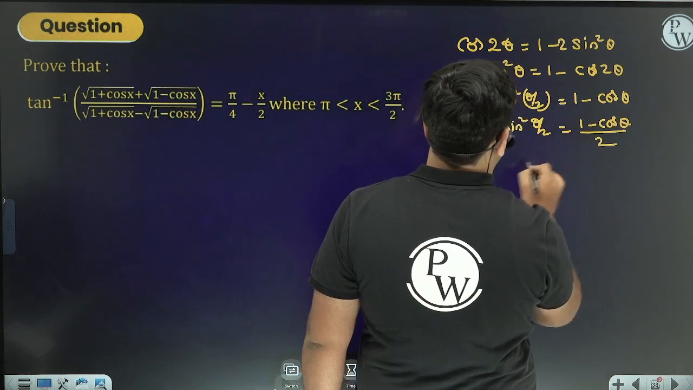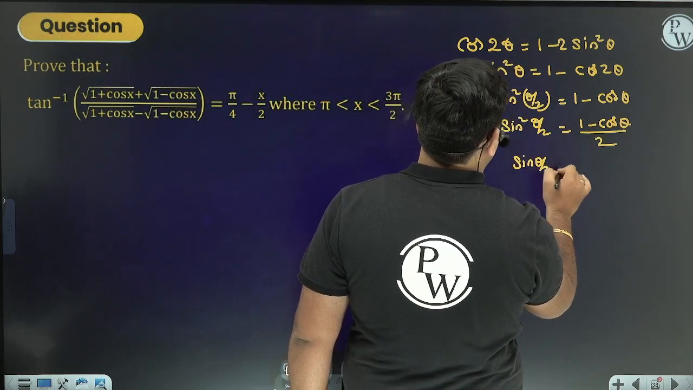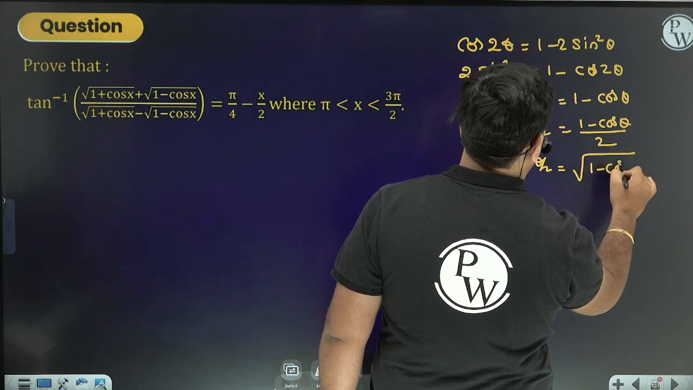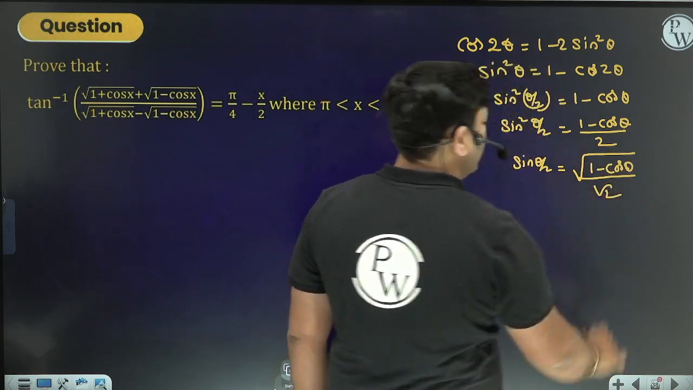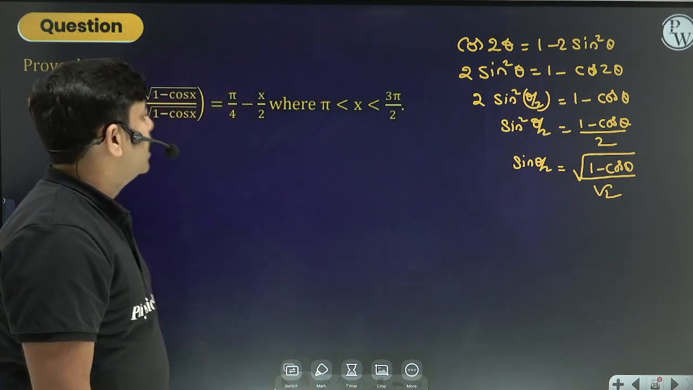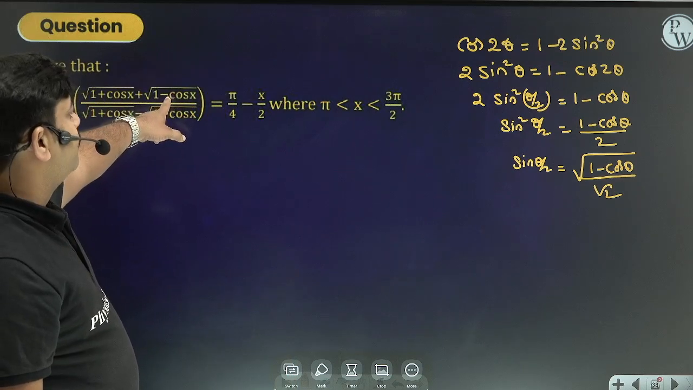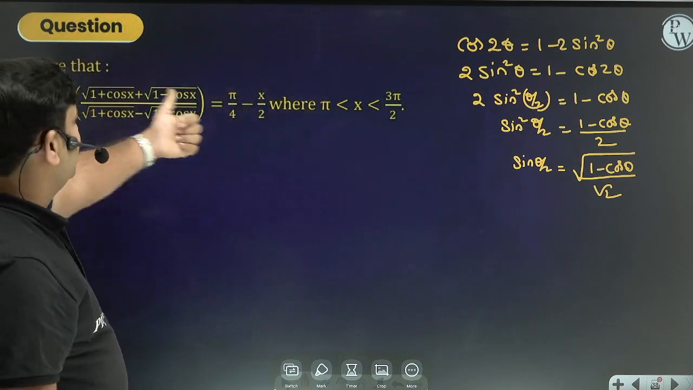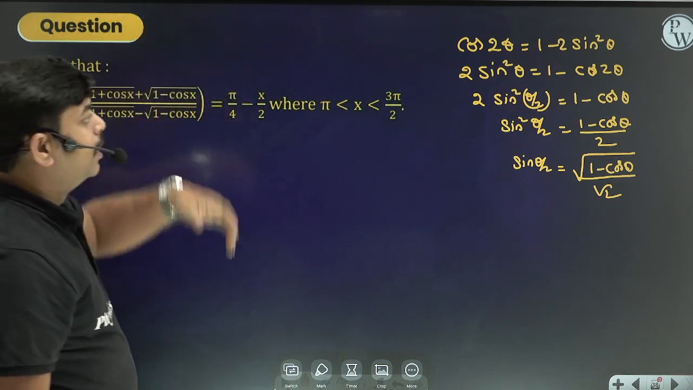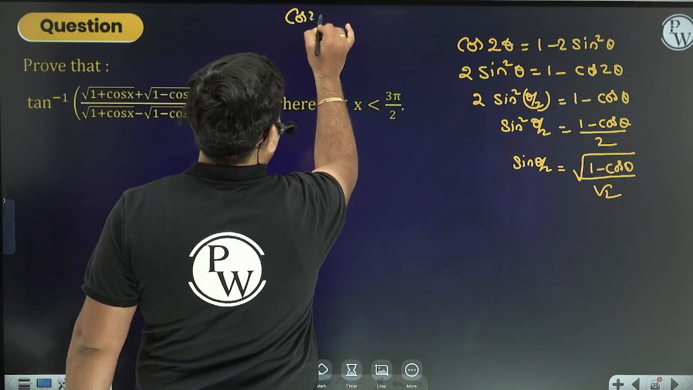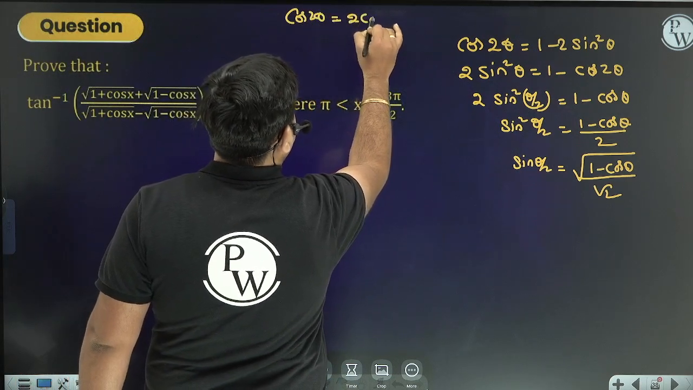So sine theta by 2 is equal to root over 1 minus cos theta by root 2. Root 2 will also come. But what happens? This 1 minus cos theta becomes sine theta by 2. In the same way, this becomes cos theta by 2. How? We have another formula. What is that? Cos 2 theta equals 2 cos square theta minus 1.